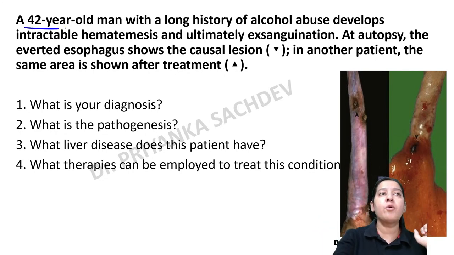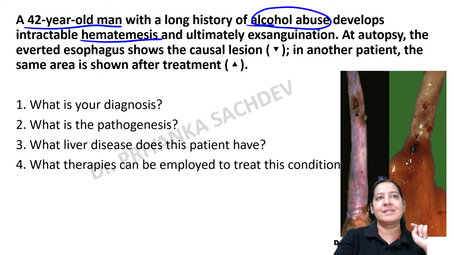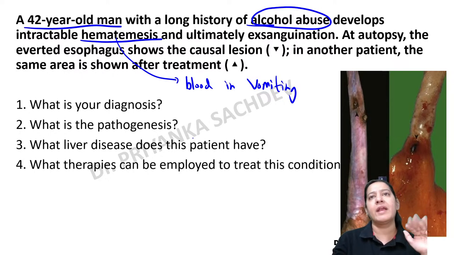A 42-year-old man with a long history of alcohol abuse. The first clue in the question is alcohol abuse. The patient is a chronic alcoholic drinker, right? He develops hematemesis. What do you mean by hematemesis? Hematemesis means blood in vomiting. He is having blood during vomiting and he is a chronic drinker.